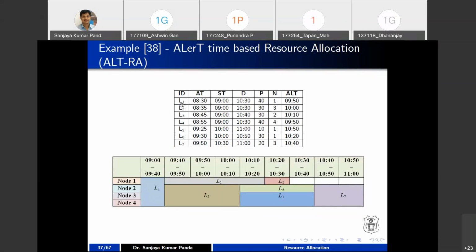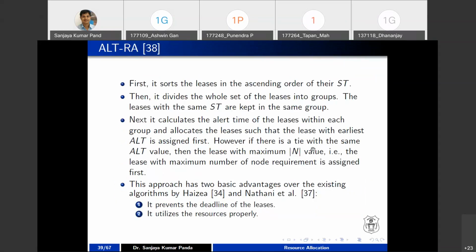Out of these, which one has the earliest alert time? You can say L1, L4 have the earliest alert time. Earliest means the nearby deadline, right? So this is 950 and 950. So there is a tie. Here there is a tie, right? If there is a tie with the same alert value, then the lease with the maximum node value, that is, with the maximum number of node requirement, is assigned first.